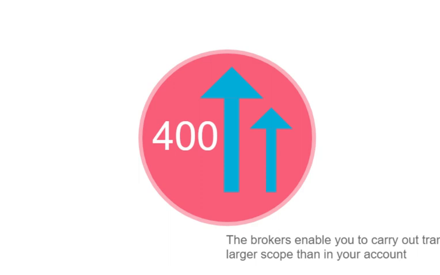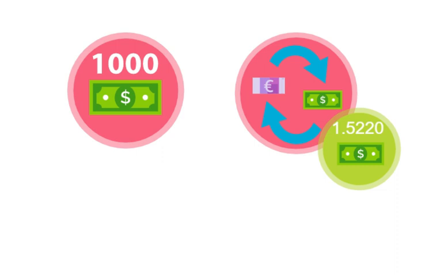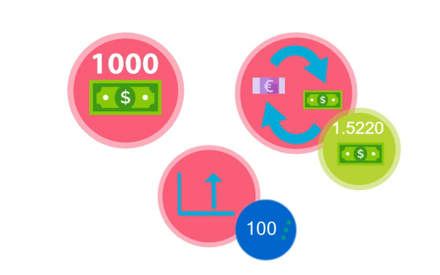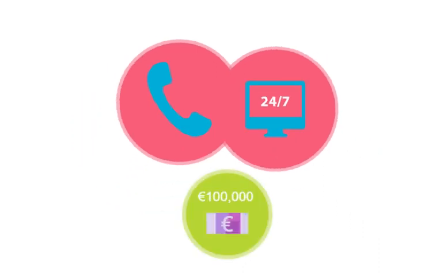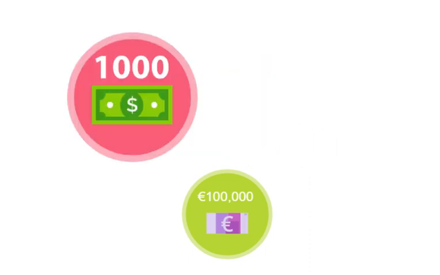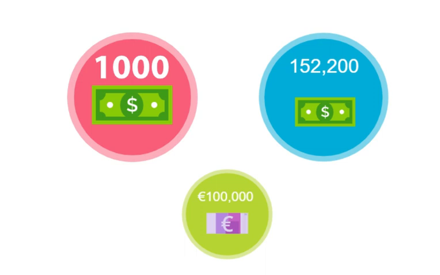Let's look at an example. You've deposited $1,000. The exchange rate of the euro against the dollar is 1.5220, and you believe that the price of the euro is about to rise by 100 pips. That's your opinion. You can pick up the phone and call the broker or give an order via the computer 24 hours a day. Please buy me 100,000 euros. Now, despite the fact that you've only deposited $1,000 and 100,000 euros costs $152,000, in this case, you've taken advantage of a leverage of 152 times the money which you have in your account.